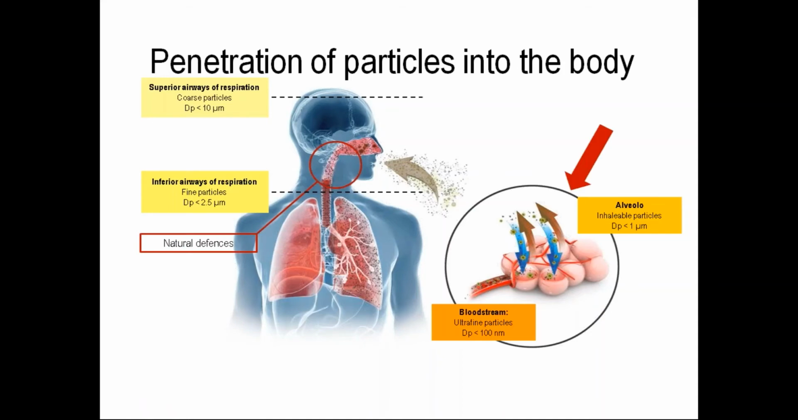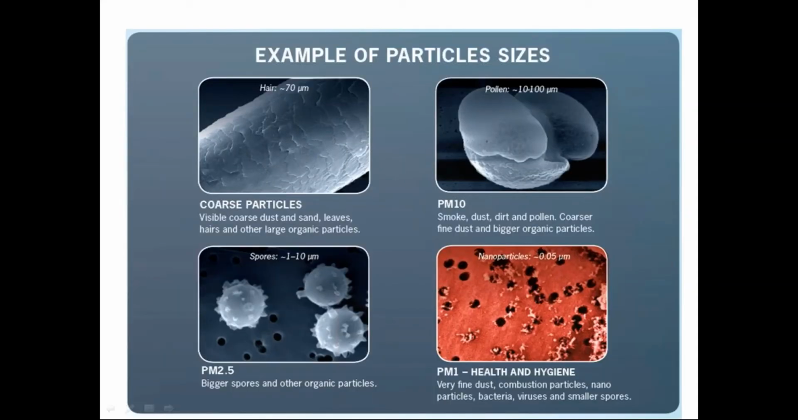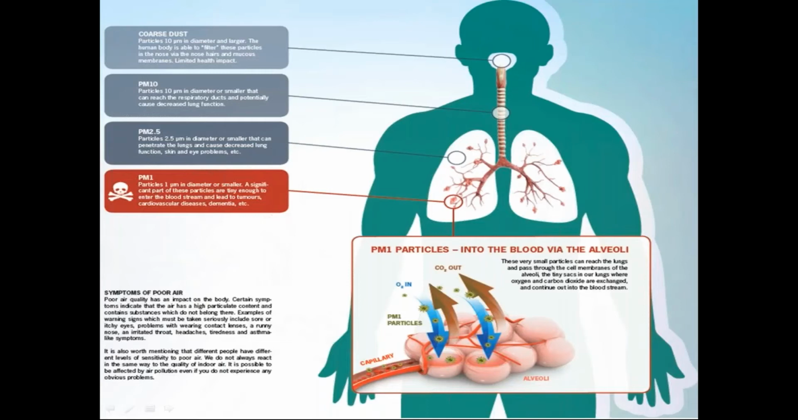And again, we're really concerned about PM1 and how the smaller particles, PM1, can enter into the lungs and into the alveoli and cause health implications. The bigger ones, 10 micron plus, your natural defenses will keep them out. So it's the PM1s, PM2.5s, which are of concern. And that's the territory we're in, and that's where the HEPAs come in.